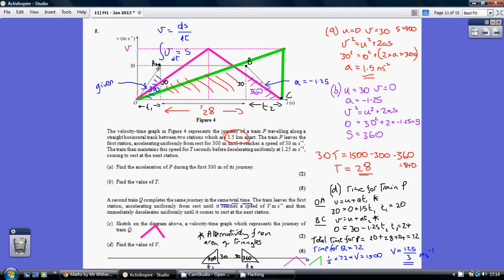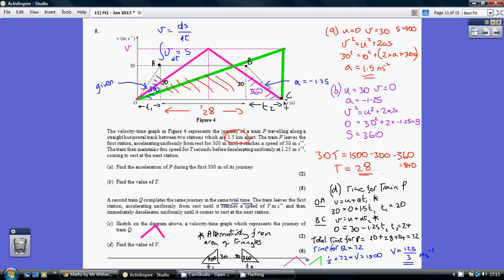Now I think the easiest way to work these out, I've done it by SUVAT over here, but a quicker way is just to look at the area of the two triangles. We know the area of a triangle is half times base times height, so half times t1 times 30 is 300, half times t2 times 30 is 360. So that allows us to work out t1 being 20 and t2 being 24. So our total time, t plus t1 plus t2, is 72.